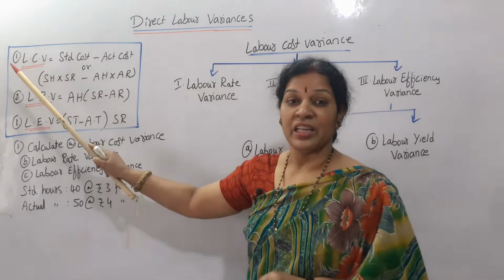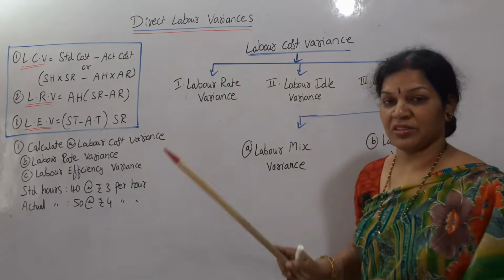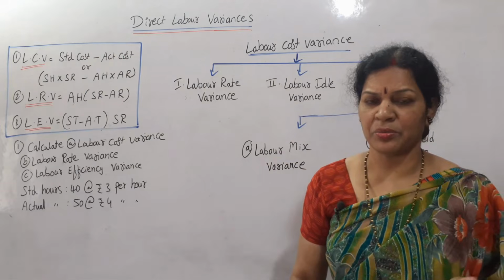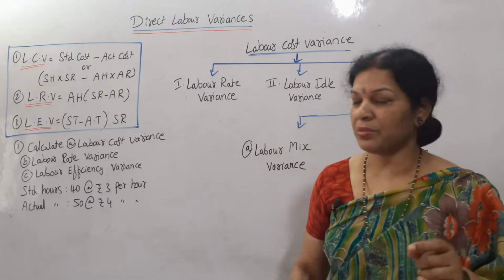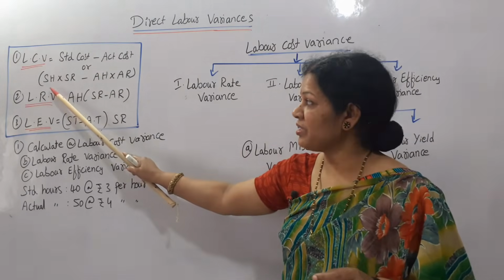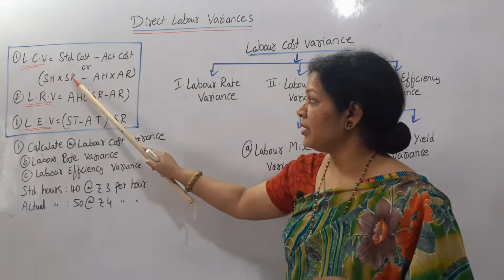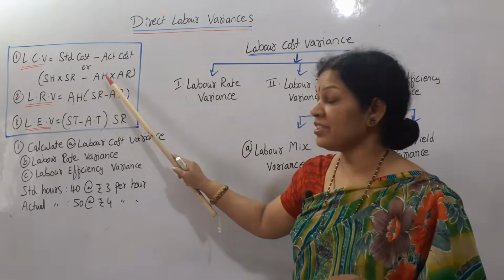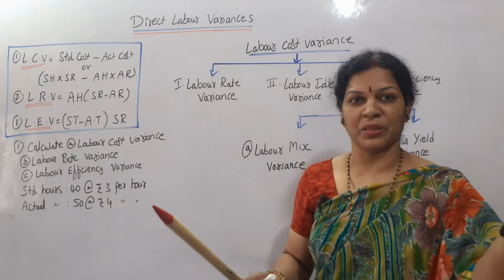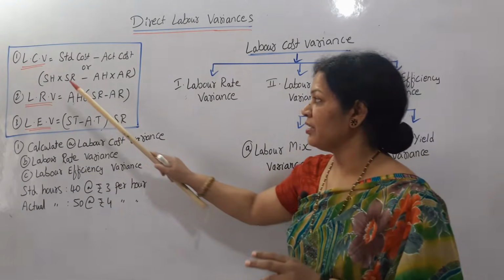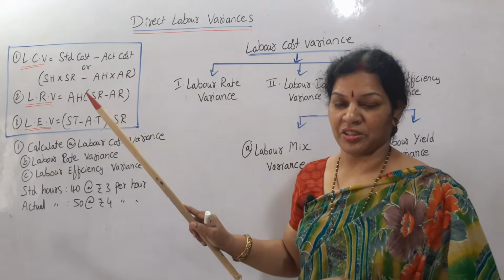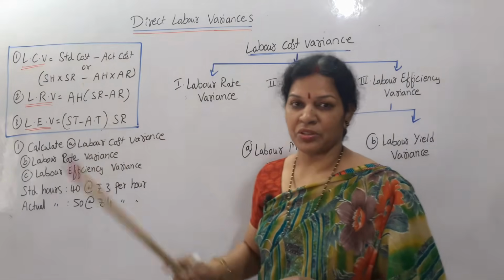Now remember labor cost variance. The formula is standard cost minus actual cost. If you want it in brief, standard hours, H means hours: standard hours into standard rate minus actual hours into actual rate. Same as the previous one, material cost variance, in the same way. So that you will get the labor cost variance.